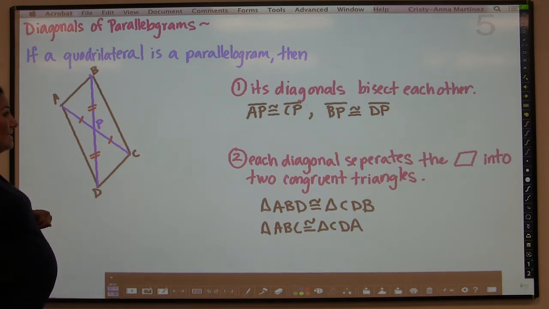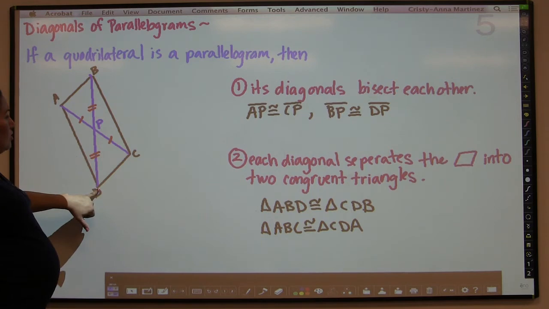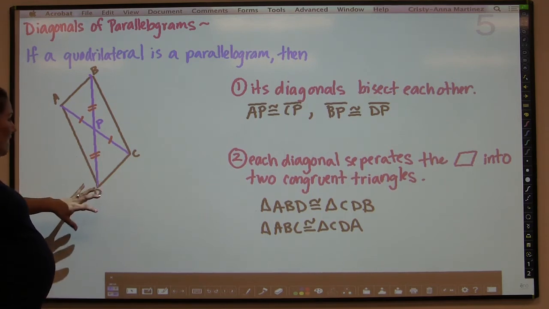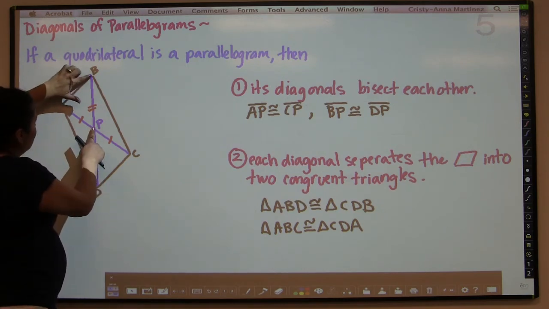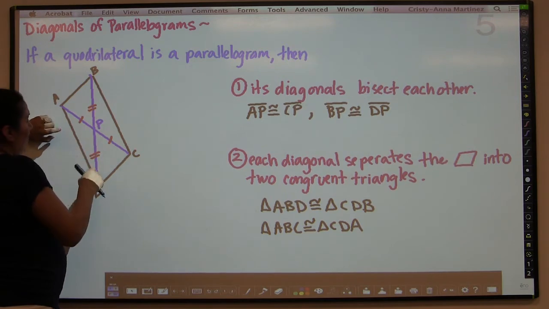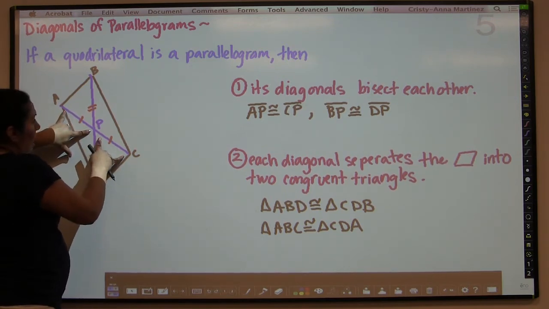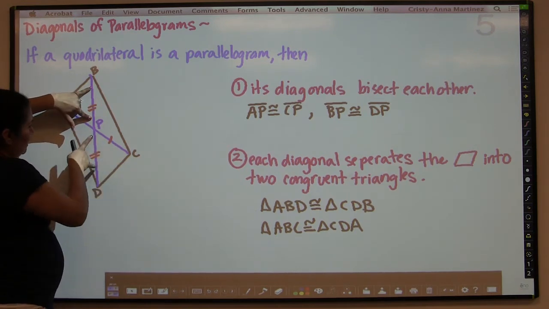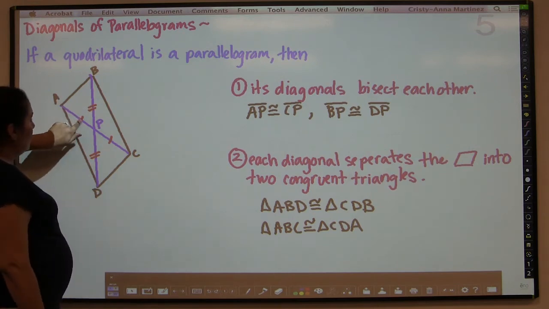One, its diagonals bisect each other. So first I've drawn in the diagonal AC, and I've drawn in diagonal BD. And when you do that, they bisect each other. Now, no one is saying that the diagonals are equal to each other. We're saying that they bisect each other, so they cut each other in half. So we know that AP is congruent to CP, and we know that BP is congruent to DP. Not necessarily congruent to each other, but these two are congruent, and those two are congruent.